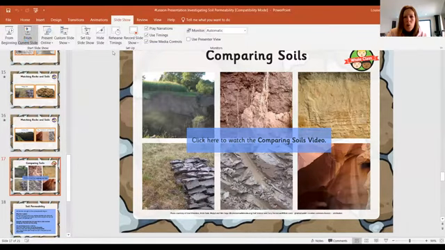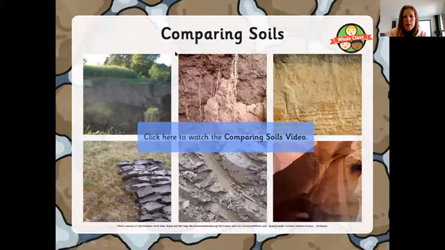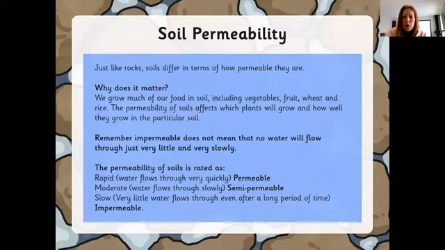So let's go from where we were before at this point. Just like rocks, soils differ in terms of how permeable they are. So why does that matter? This is what we were just talking about. We grow much of our food in soil, including vegetables, fruit, wheat, and rice. So the permeability of soils affects which plants will grow and how well they grow in particular soils.